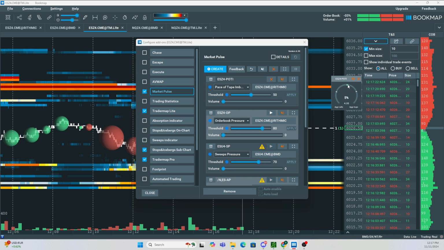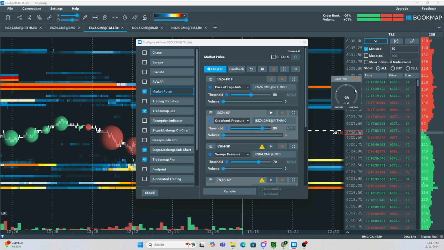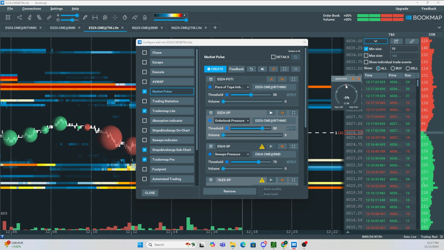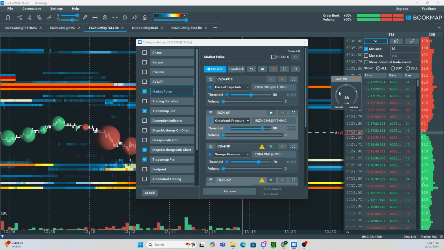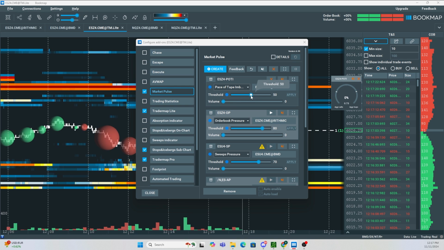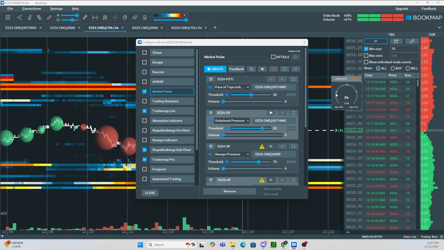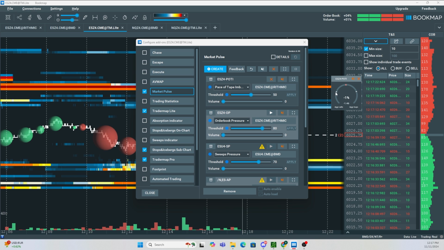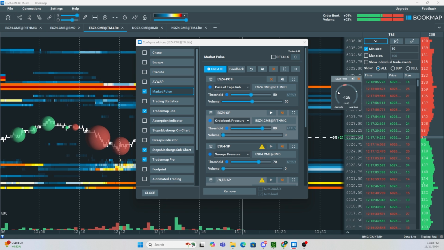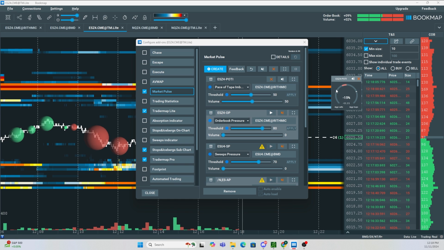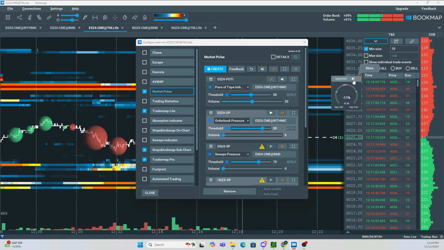So if the pace of tape is green, there are more buys than there are sells. If the pace of tape is red, there's more sells than there are buys. Now there's also a threshold that you can play around with. I personally just have mine set to 50, and you can see that the threshold are these small two little white dashes right here. If there were to be a large amount of buyers or sellers, and this went plus 50 or negative 50% and past the threshold, we would then hear an alert.